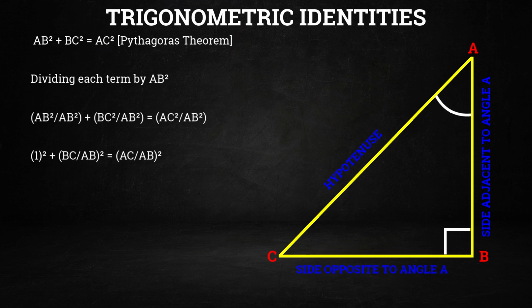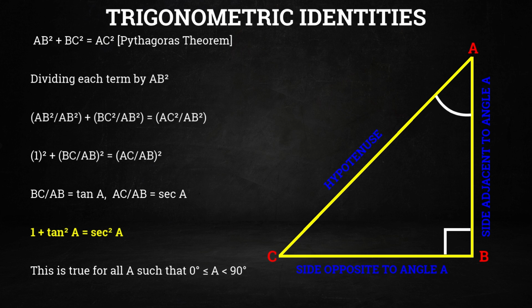Now, observe carefully. BC over AB is the definition of tan A and AC over AB is the definition of sec A. So, substituting those, we get 1 plus tan square A equals sec square A. This identity is true for all angles A from 0 to less than 90 degrees. Remember, tan A and sec A are not defined at 90 degrees because they involve division by 0.